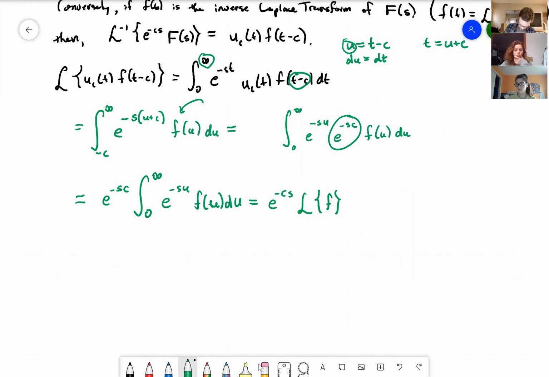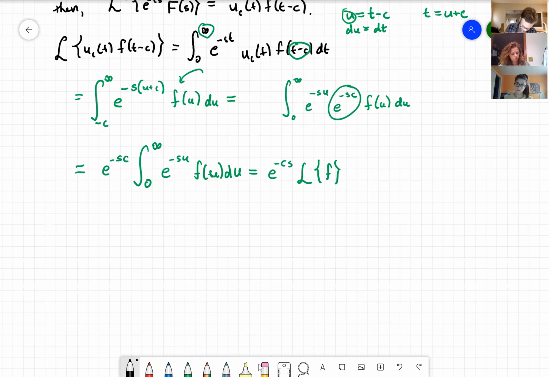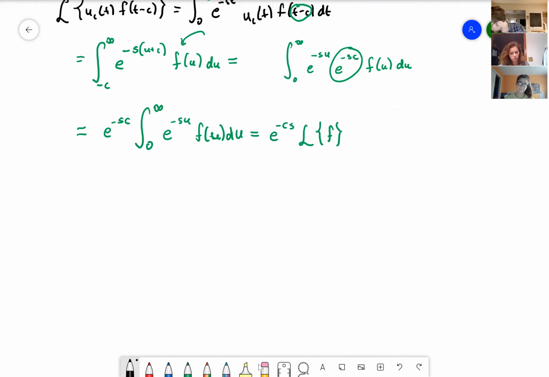Now, let's do an example of this. All right, I've got a little bit to get through in my notes here. Let's try to do these examples quickly.